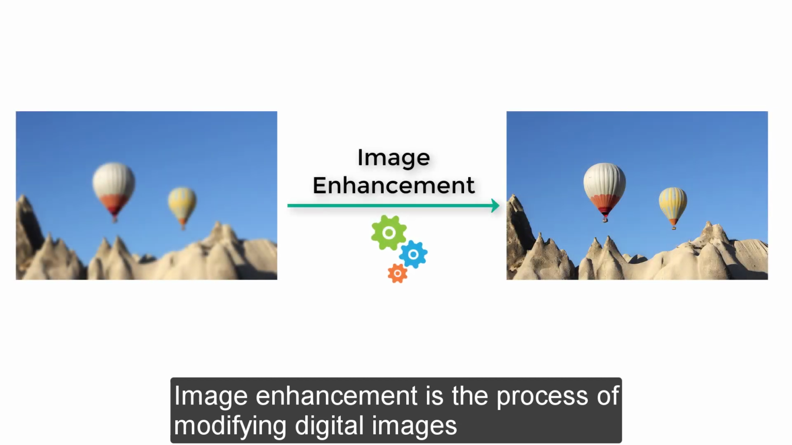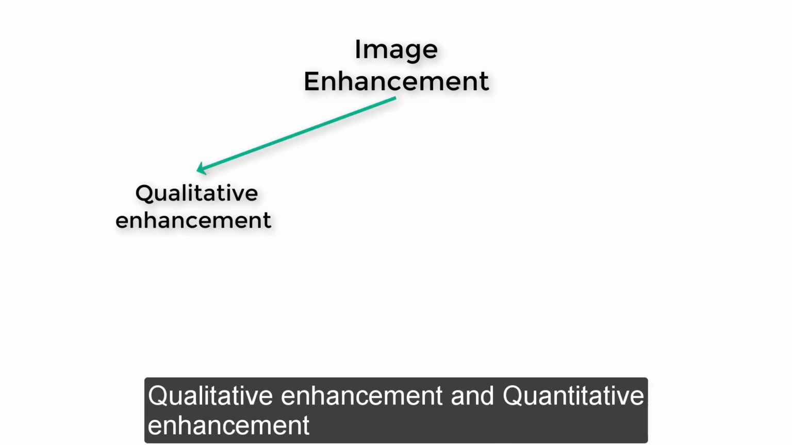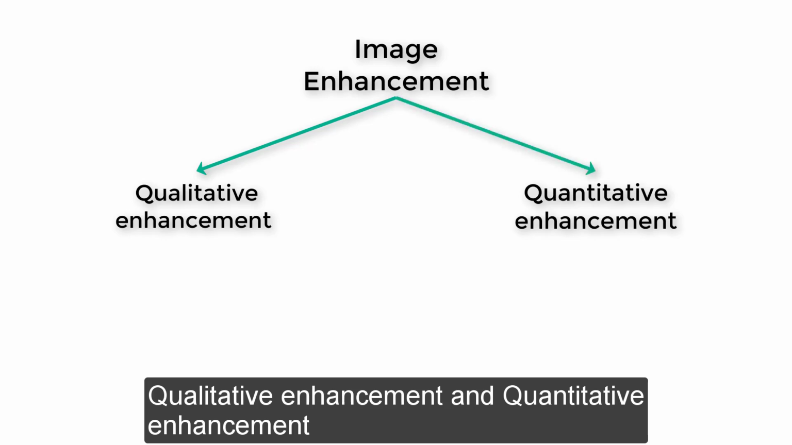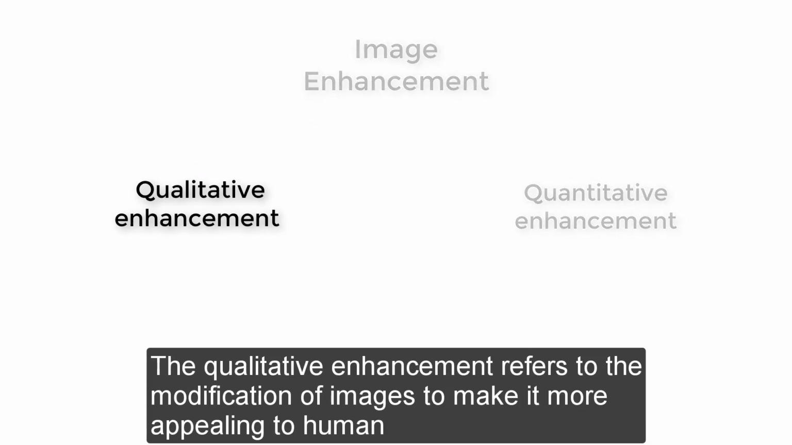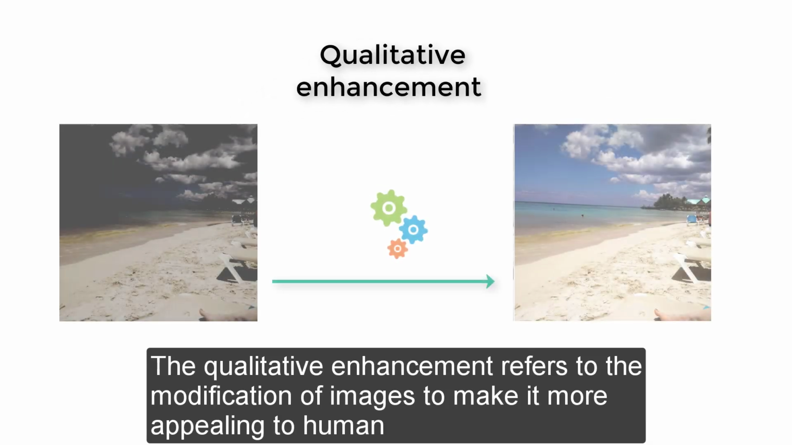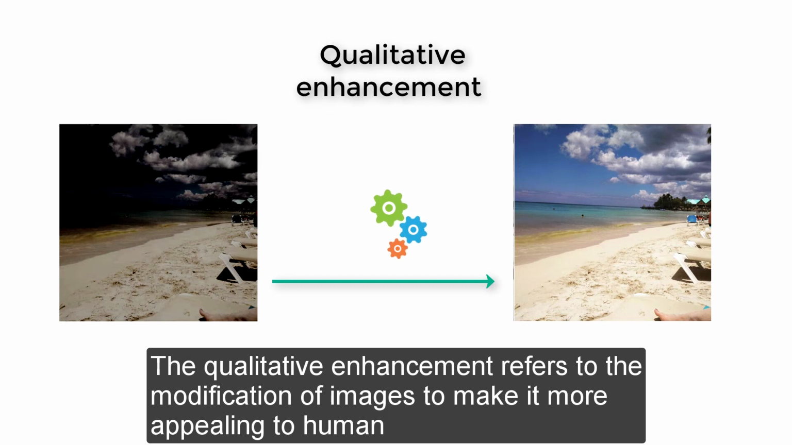Image enhancement is the process of modifying digital images. There are two types of image enhancement. There are qualitative enhancement and quantitative enhancement. The qualitative enhancement refers to the modification of images to make it more appealing to humans.